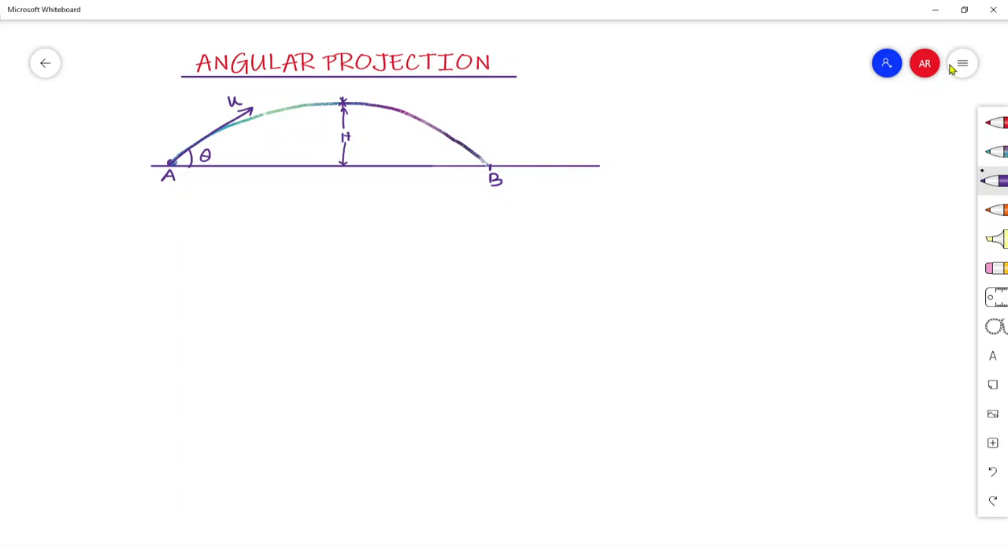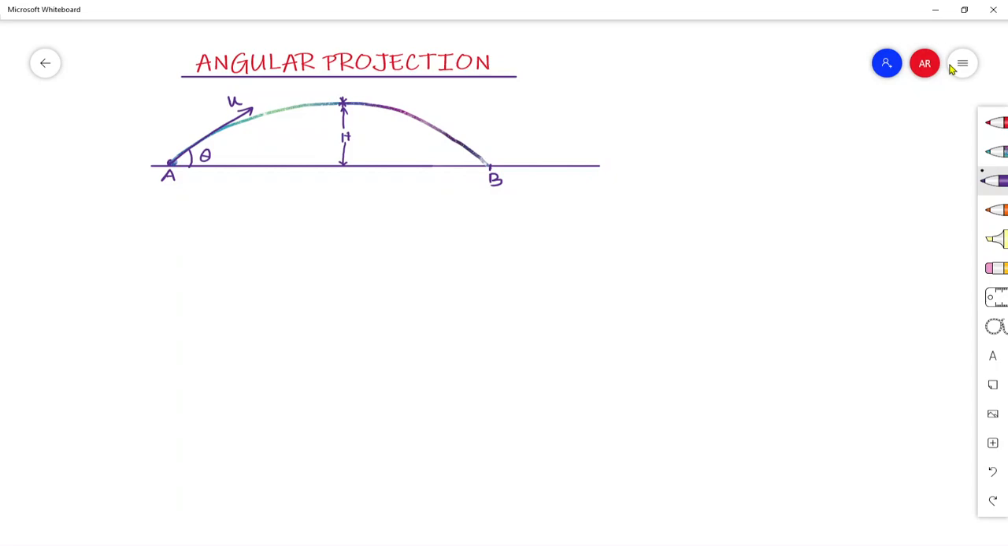Welcome everybody to our angular projection discussion. Right here, we are going to discuss this topic: when something is projected with some velocity u, making some angle theta with the ground, how its path is going to be and how it behaves.